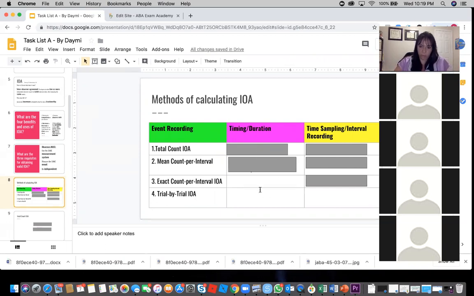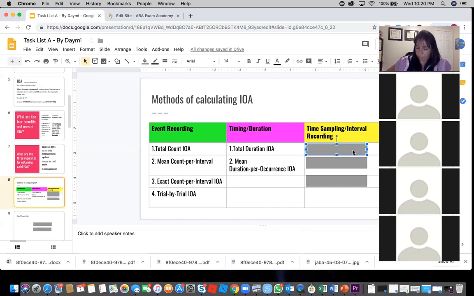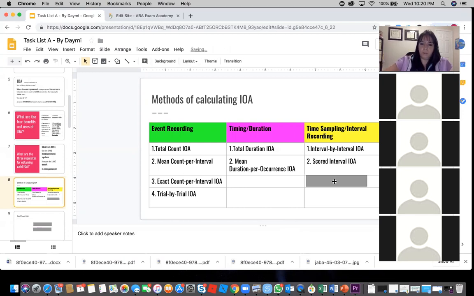All right, now let's go to timing duration. Which one goes in here? Mean duration per occurrence. Yes. And then the other one? I think you said it, Minerva. Total duration. Yes, ma'am. All right, finally we have 3 more, which go under time sampling and interval recording. Interval by interval. Scored and unscored. Perfect. Awesome job, guys.